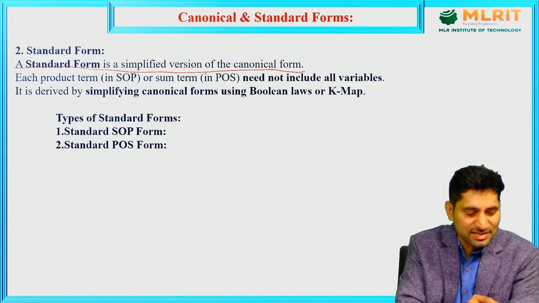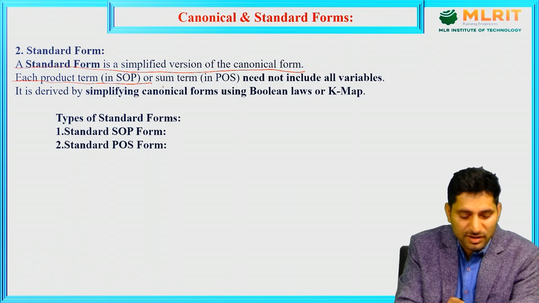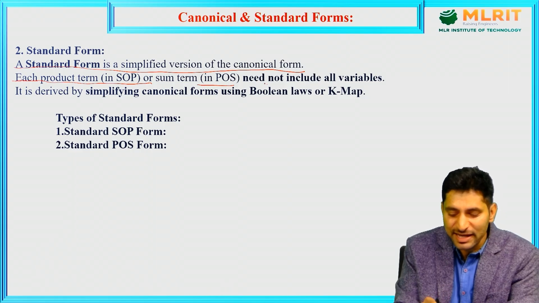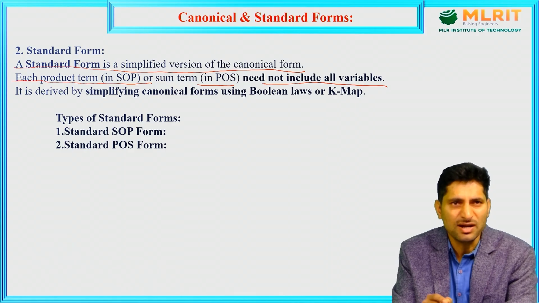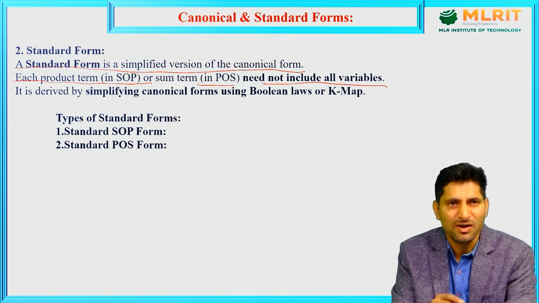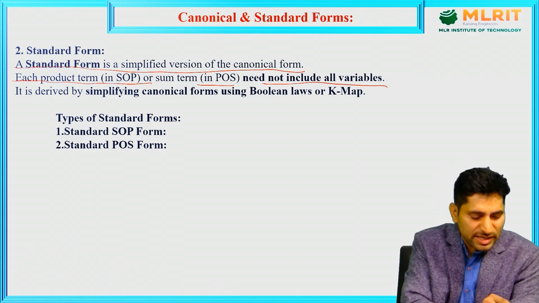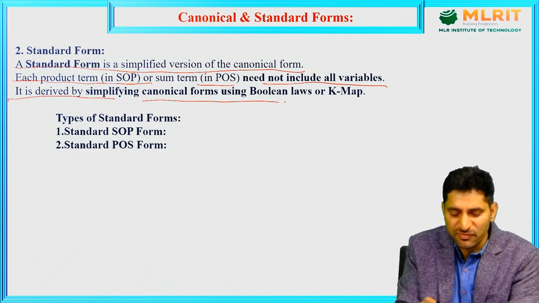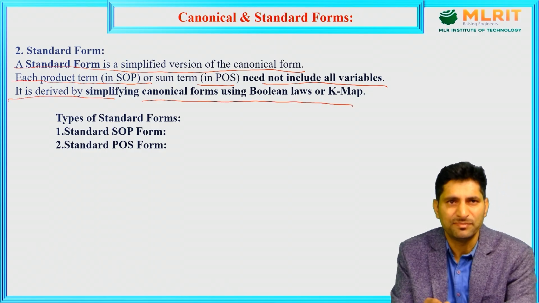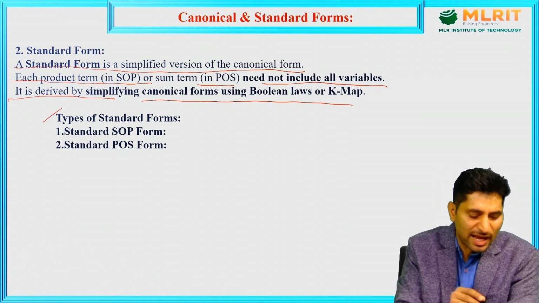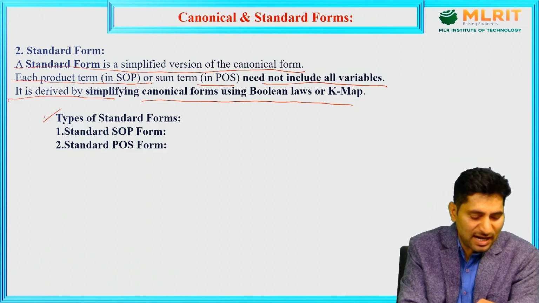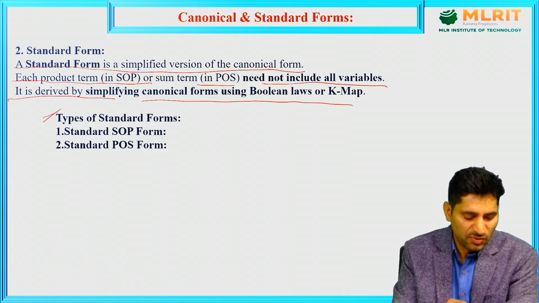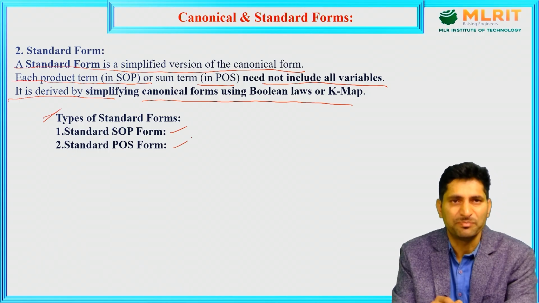In this, each product term in SOP or POS need not include all the variables in its true form or complemented form. It is not necessary to represent all the input variables. It is derived by simplifying canonical form using Boolean laws or K-map. And it is also of two types. Canonical form is of two types and standard form also is of two types: standard SOP form and standard POS form.